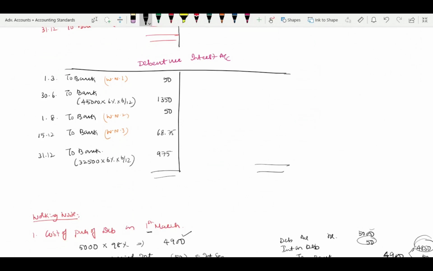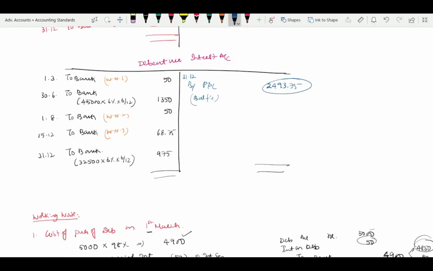Therefore, whatever amount is there is completely transferred to P&L. So by P&L, this is at the end of 31st December. Total interest to be transferred to P&L is 2493.75. Yeah, so this is here.